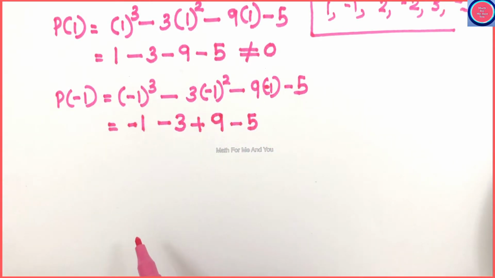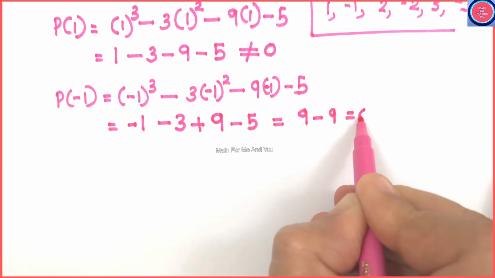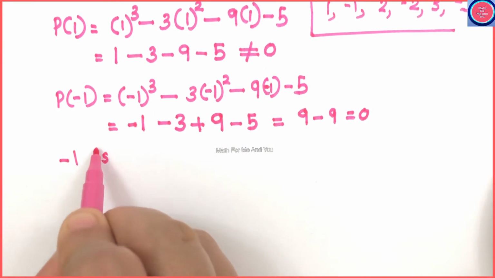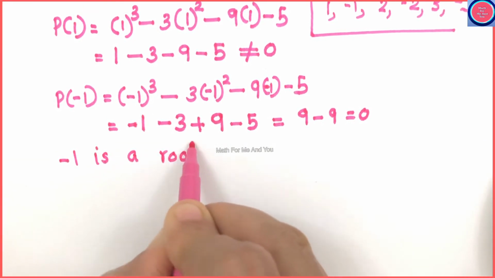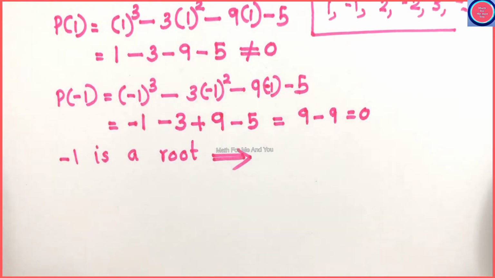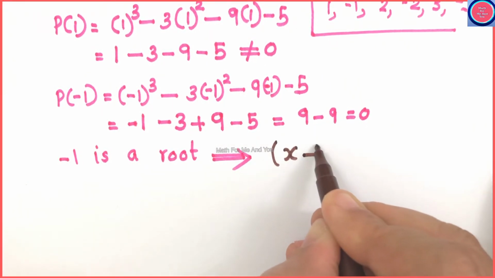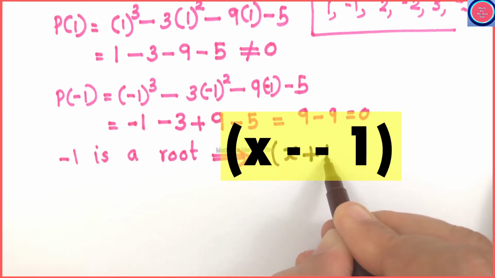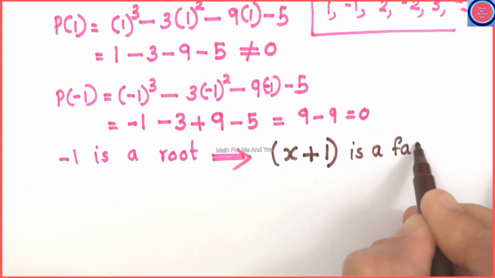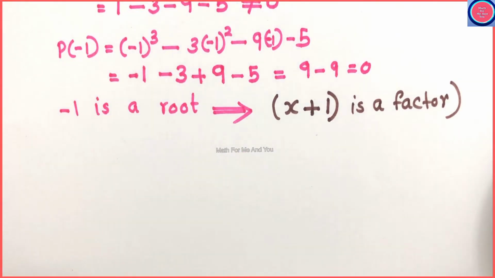What answer are we getting? We are getting here minus 9 and plus 9. So it cancels. That means this is equal to 0. So p of minus 1 is equal to 0. How can we write the result? We can write the result as minus 1 is a root of this cubic polynomial p of x. If minus 1 is a root, we have to write the factor as x minus minus 1. X minus minus 1 is x plus 1 we could write. So what is the factor? X plus 1 is a factor of this cubic polynomial. Linear factor is ready.